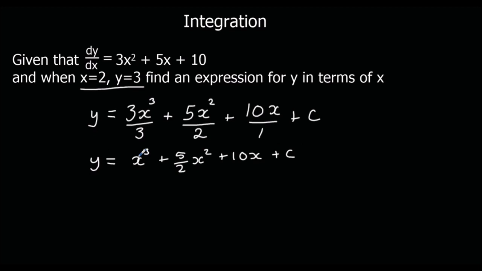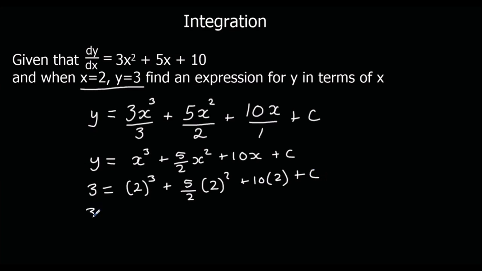So I've integrated it, and now I'm going to substitute in my 2 and 3 to find out what c is. So I'm going to substitute 3 in for y and 2 in for all of the x's. I'm just putting brackets and substituting the 2 in. So we've got 3 equals 2 cubed, 2 times 2 times 2 is 8. We've got 5 over 2 times 4. 5 times 4 is 20 over 2, which gives me 10. And 10 times 2 is 20 plus c. So that gives me 3 equals 38 plus c.